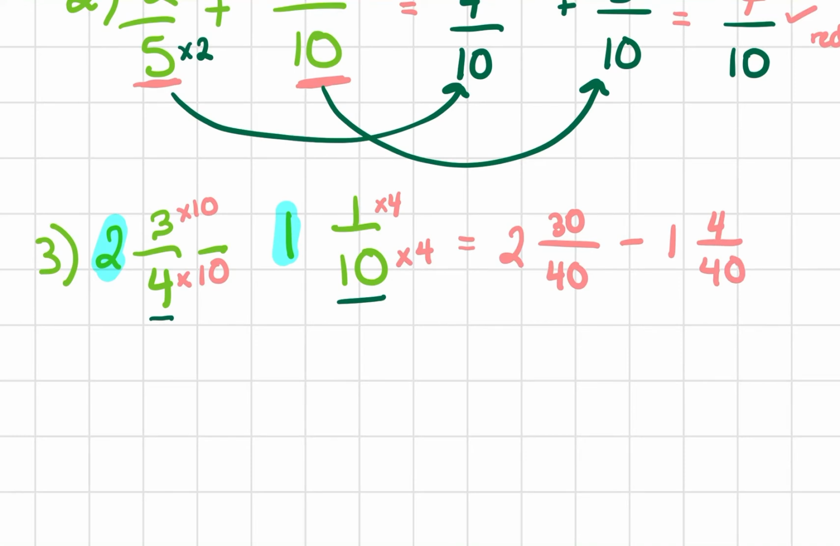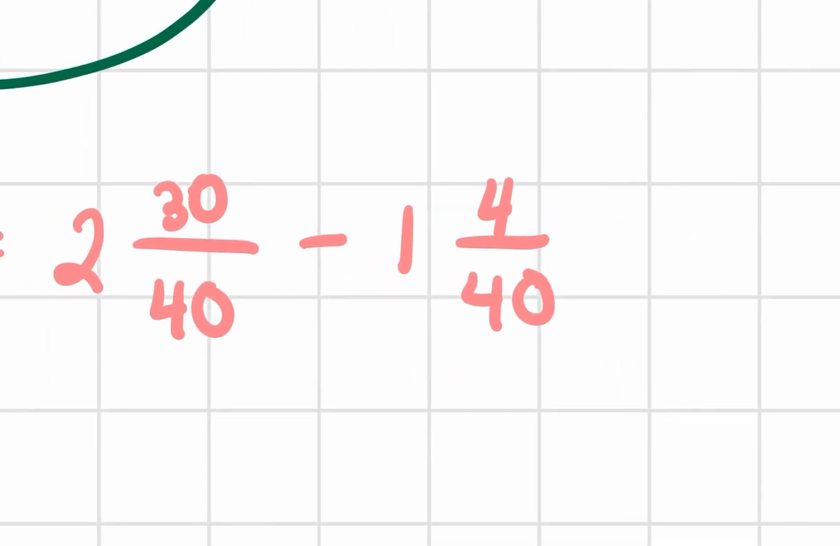Now, full disclosure, you could have easily done a denominator of 20, right? You could have done 4 times 5 and 10 times 2. You could have done a common denominator of 20. There's many different denominators that you could have used. I'm just using this as an example. So let's just go right ahead to it.